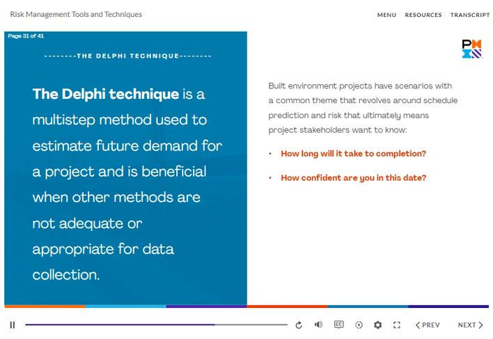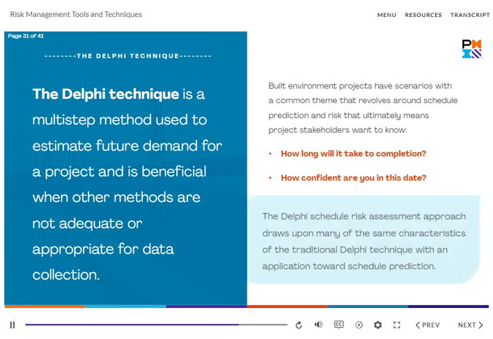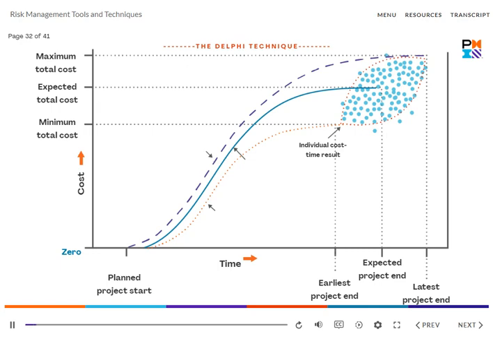risk. There are many variations of the Delphi technique, and the Delphi schedule risk assessment approach draws upon many of the same characteristics of the traditional Delphi technique with an application toward schedule prediction. This approach uses experts who are knowledgeable and experienced in the processes used to deliver the project to provide 3 different duration estimates: optimistic, most likely, and pessimistic.